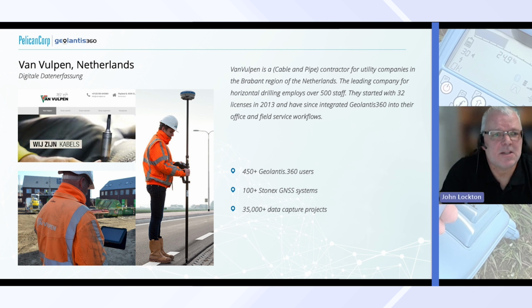Lastly, for the third case study, I want to jump over to Europe. Valvolpen is a contractor to many utility companies in the Netherlands. They focus on a whole lot of horizontal drilling, with about 500 staff within the company. They started with Geolantis about 10, 11 years ago and now have close to 500 licenses, and they've processed over 35,000 projects through Geolantis.